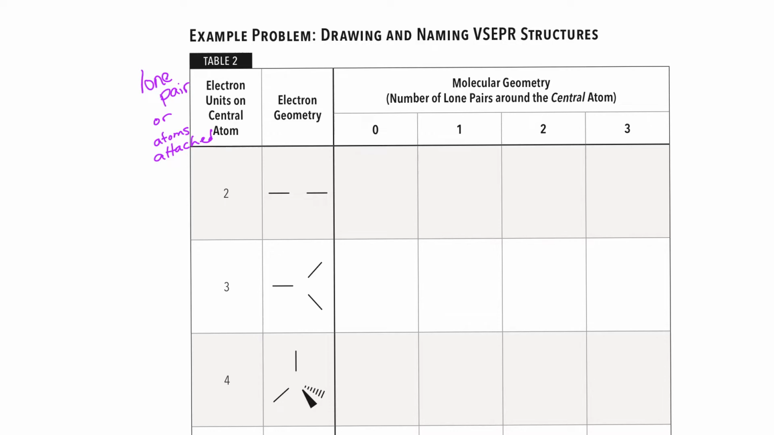So for our electron geometry, if our atom only has two things around the central atom, so two atoms attached, or an atom and a lone pair, that will be 2 electron units. So it will have this sort of orientation where the atom is in the center and we've got one thing on either side. And this gets named linear.